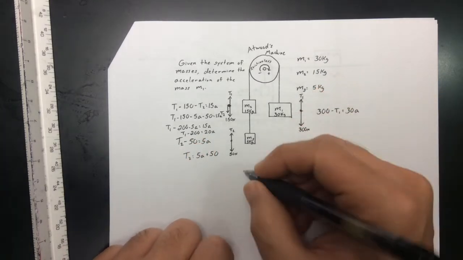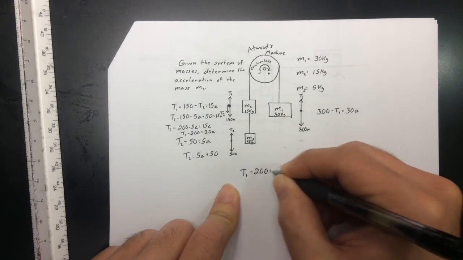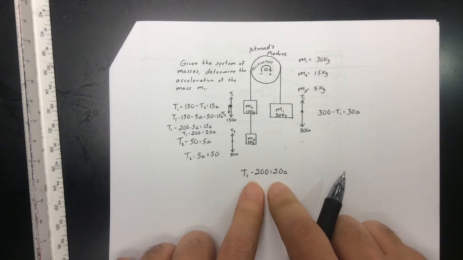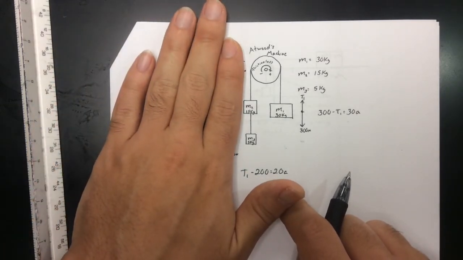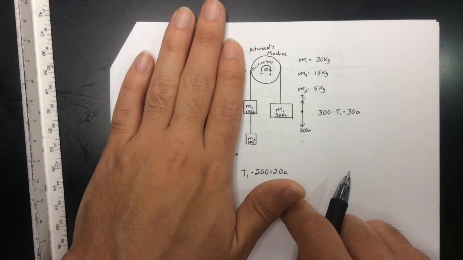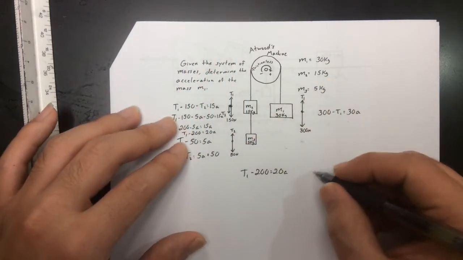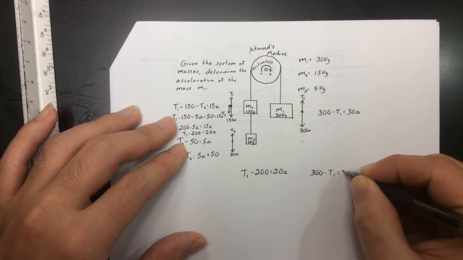Okay? And so we have an equation. T1 minus 200 is equal to 20A. And we could have gotten this from the very beginning if we just said that these two objects were just one object of 20 kilograms of mass, and so there's T1 pulling up, and there's a force of gravity 200 pulling down, and that equals ma, and that's fine. Just going long about it. The other equation is 300 minus T1 is equal to 30A.